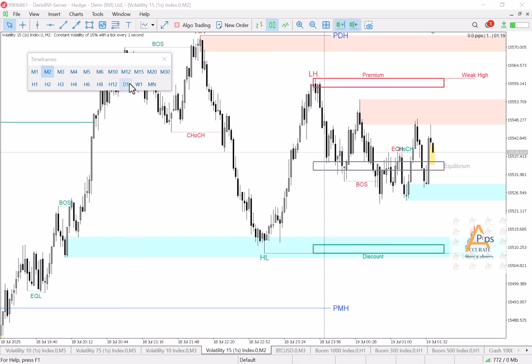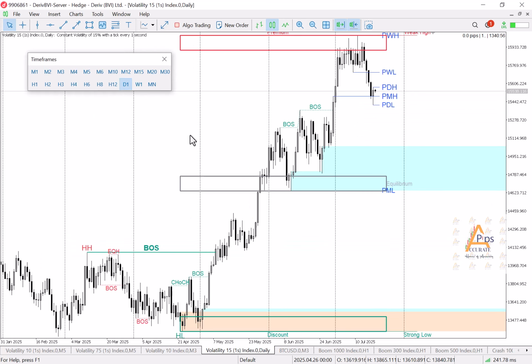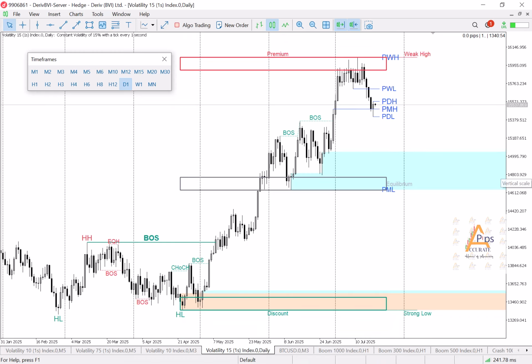All right. So what I do is, first of all, I like to go to my daily time frame. Okay, I scalp and I day trade. So I like to start from the daily time frame. Sometimes I go to weekly, but mostly I start from my daily time frame. So here on the daily time frame, I come and I look at what the trend is.